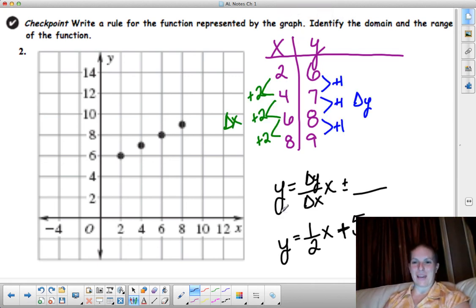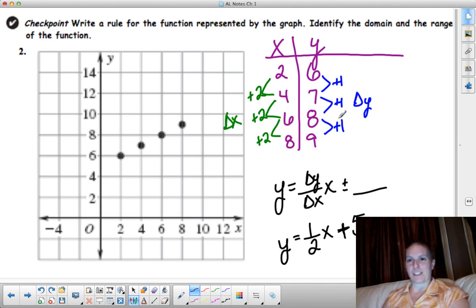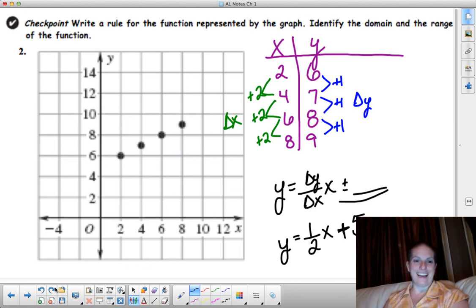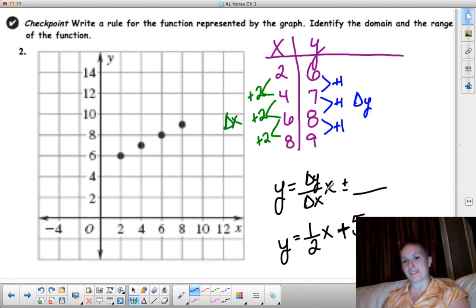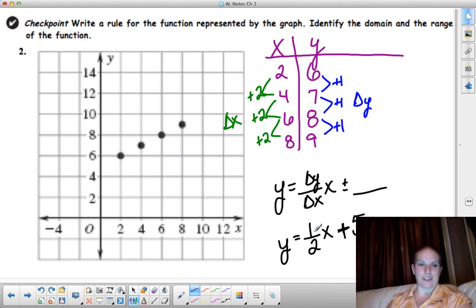Alright, so here's what I came up with. I discovered that my change in y was adding 1. My change in x was adding 2. So when I filled in my formula, y equals change in y over change in x times the input, then add or subtract something, I ended up with y equals 1/2 x, and I needed to add 5 in order to make that work.